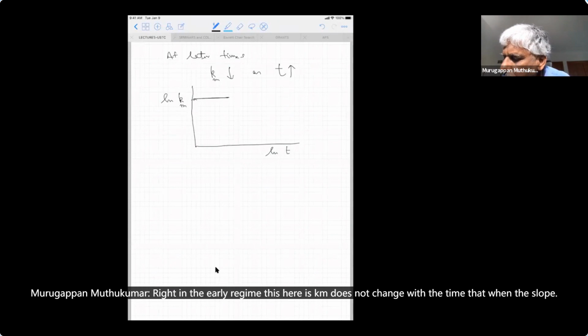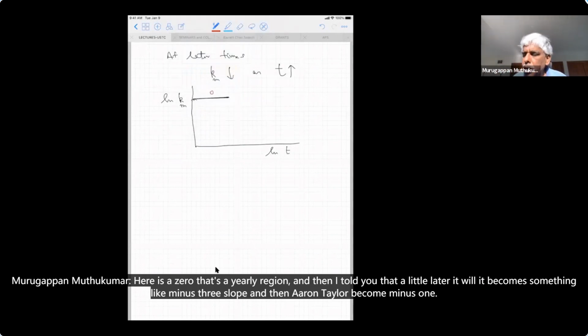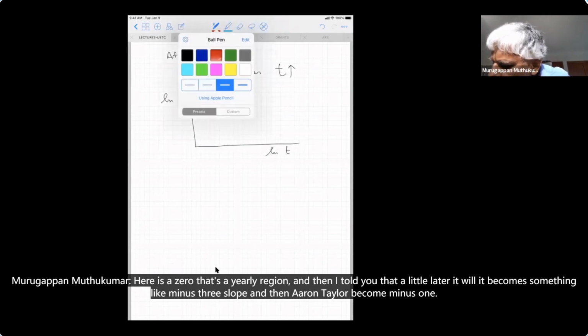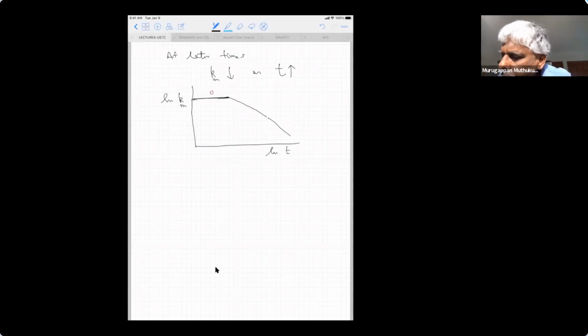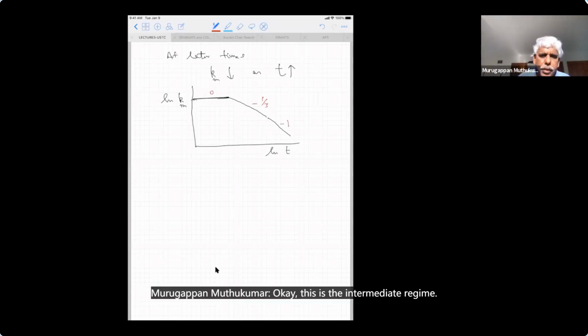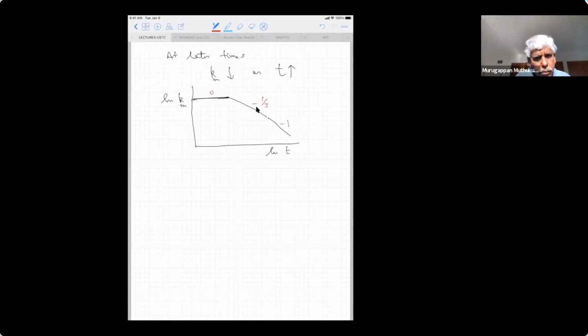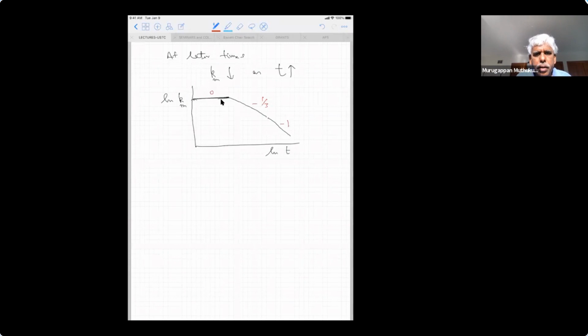Km does not change with time. That means the slope here is 0. That's the early region. A little later, it becomes something like a -1/3 slope, and then eventually it will become -1. Sorry, I misspoke earlier. This is the intermediate regime, and this is our late regime. Sometimes people call this the late regime, and this the very late regime. That's the way Km evolves with time.